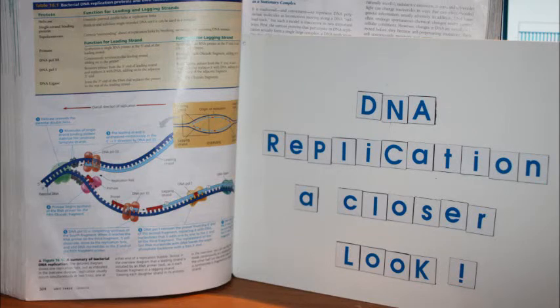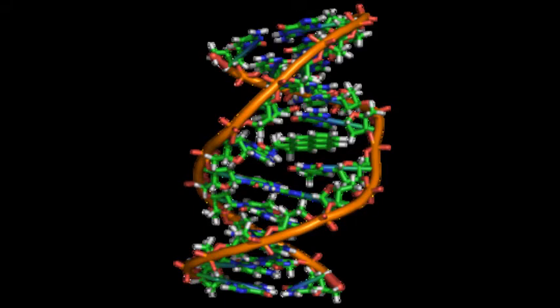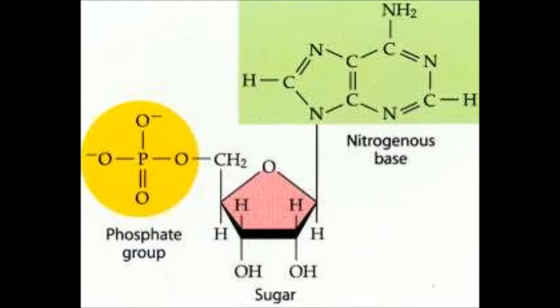DNA replication is a complex process that includes various steps. Before we can learn about this process, there are some key facts you must understand first. DNA consists of a double helix that contains genetic material. It is made up of a nitrogenous base, a sugar called deoxyribose, and a phosphate group.